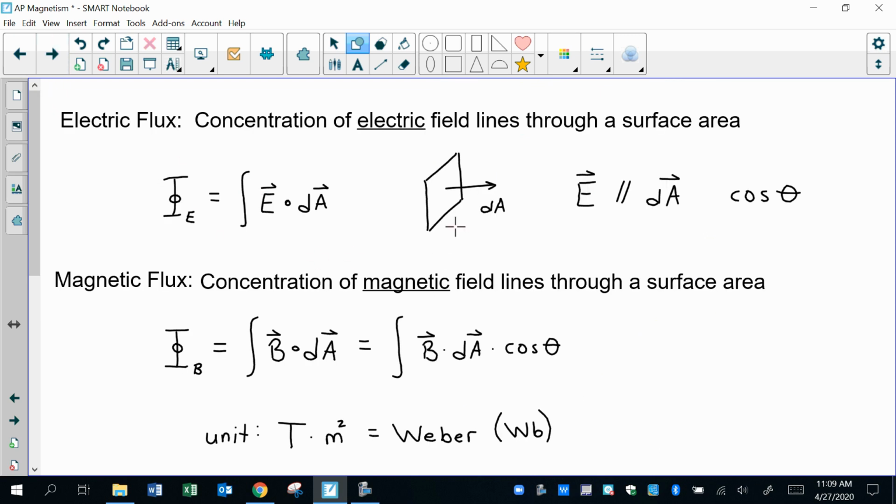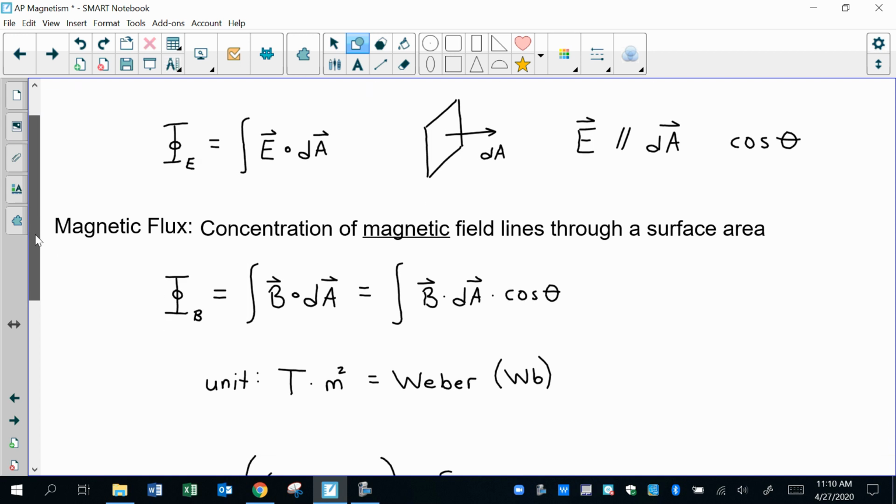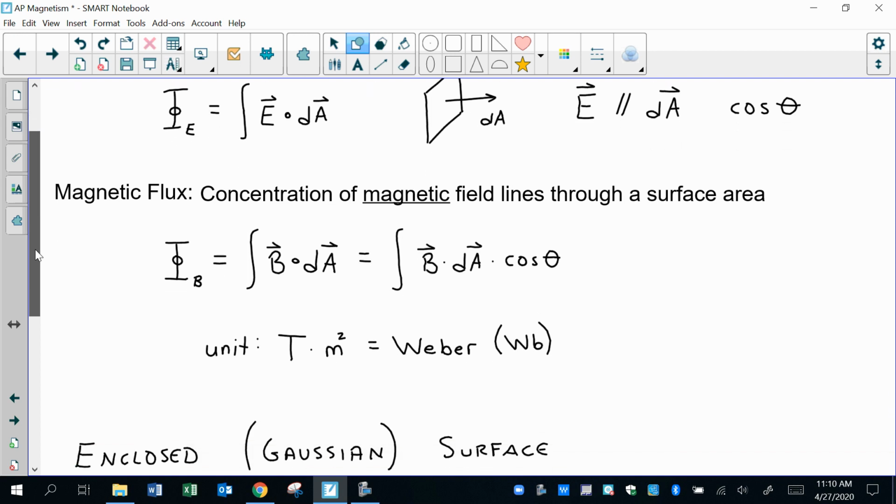Electric flux is the concentration of field that's through an area. We use that with Gauss's law eventually. Magnetic flux, we can do the same thing: concentration of a magnetic field through a surface. So it's the same equation. Instead of E, it's B. All the rest is the same. The unit is a Tesla meter squared, known as the Weber, maybe one of the weirdest sounding physics units of all time, the Weber. 5 Webers.